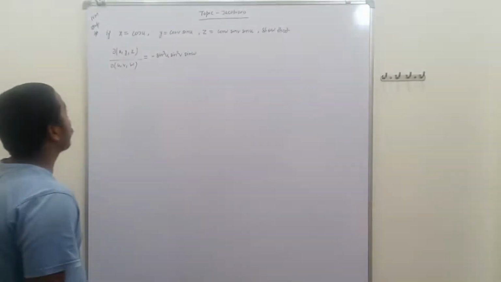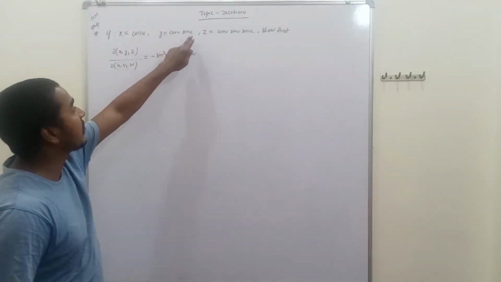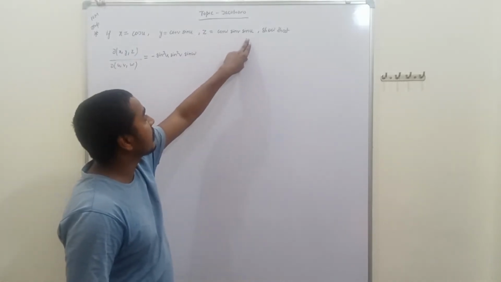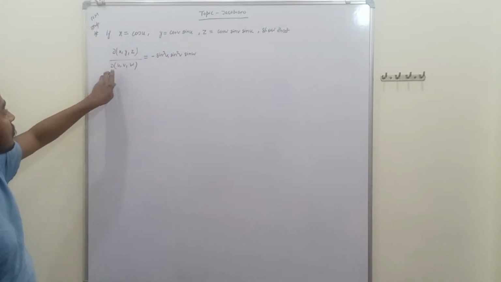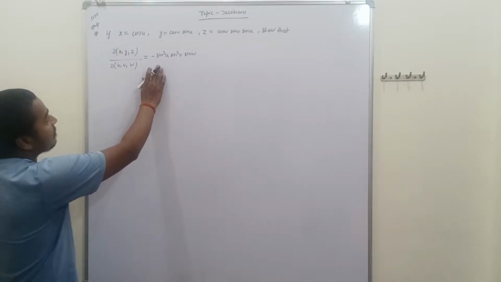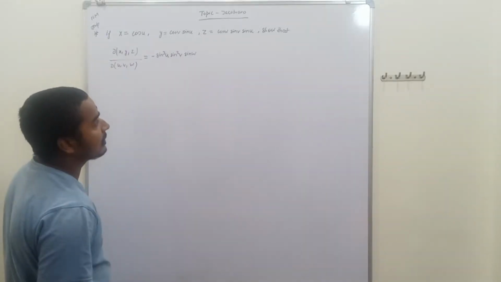Here in the question, if x is equal to cos u, y is equal to cos v sin u, and z is equal to cos w sin v sin u, then prove that ∂(x, y, z)/∂(u, v, w) is equal to minus sin cube u sin square v sin w. Let's solve the problem.